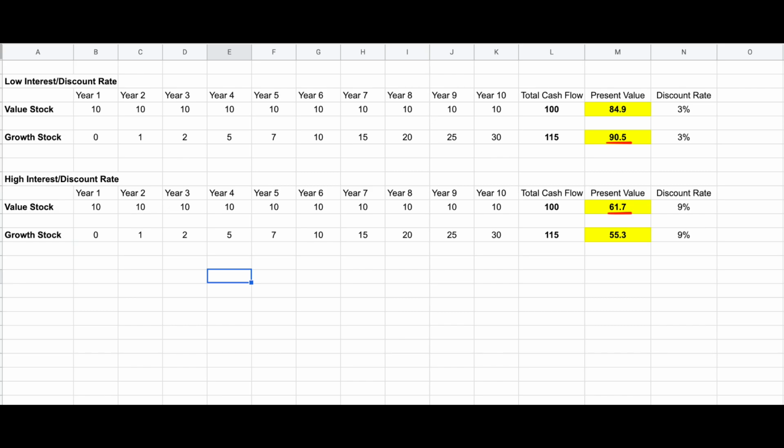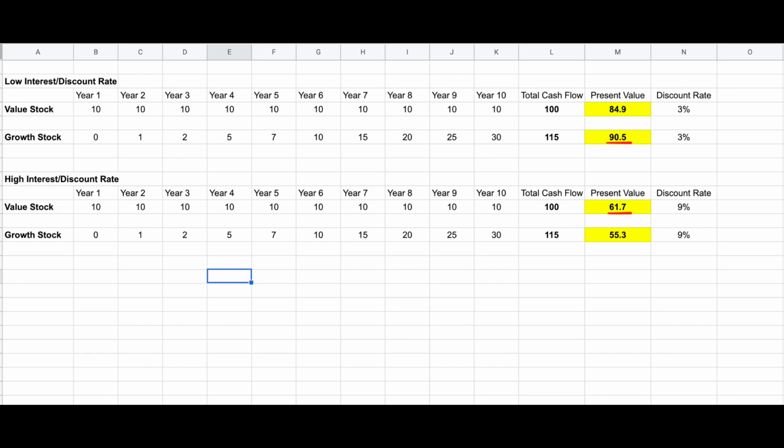However, when the interest rate or discount rate that you use to value it starts to go up, then the value stock becomes a lot more valuable today, because money in the future at a 9% or 10% discount rate or risk-free rate is a lot less valuable today than money given to us today.